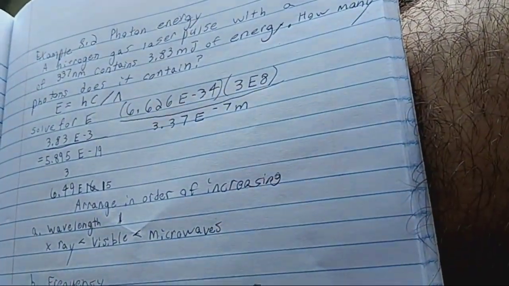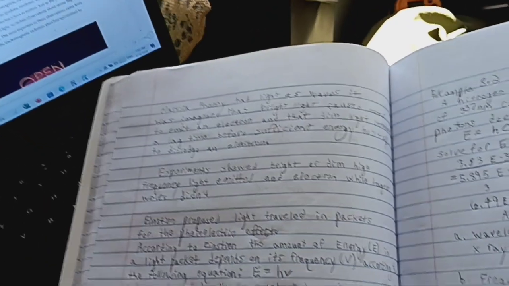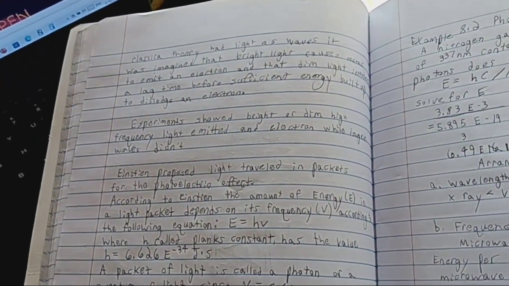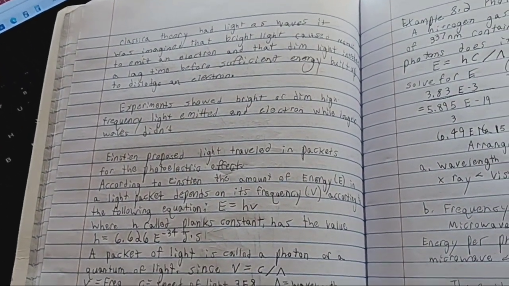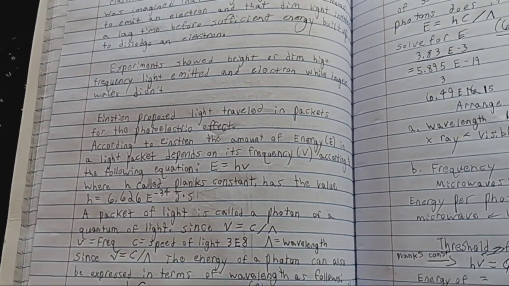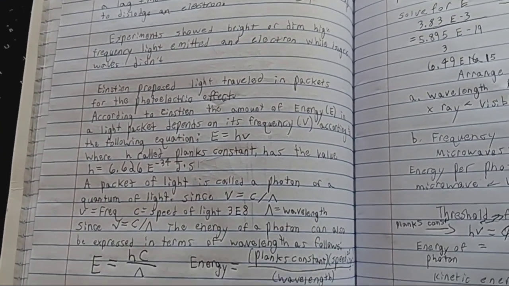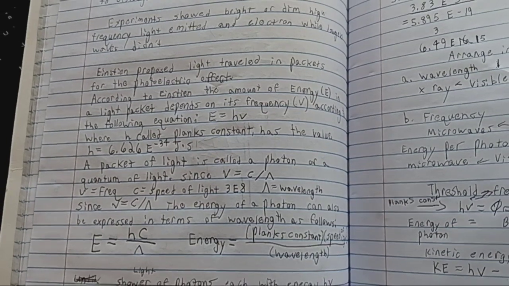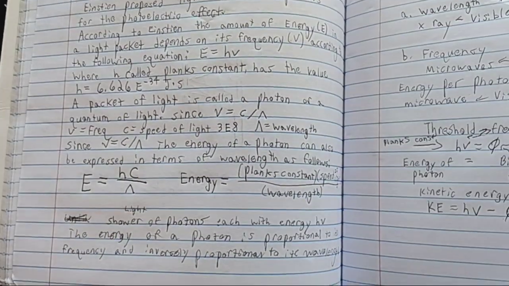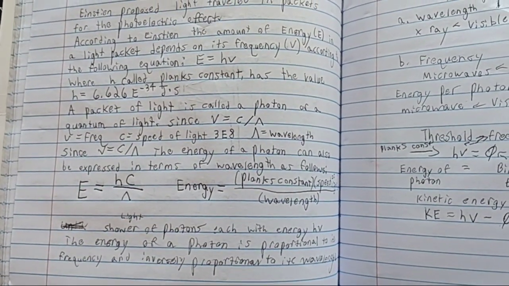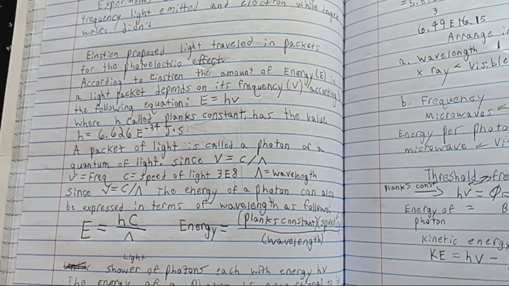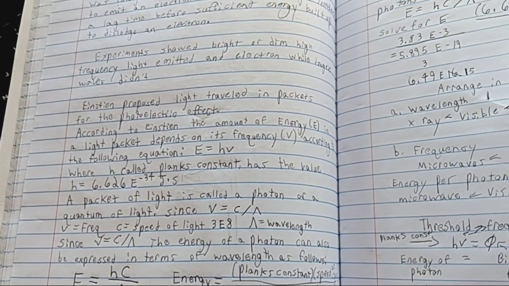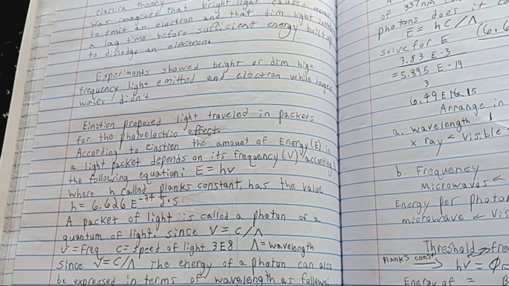Now I'll talk about Planck's constant. Planck's constant is used to calculate the energy in a given wavelength. It's usually an equation.